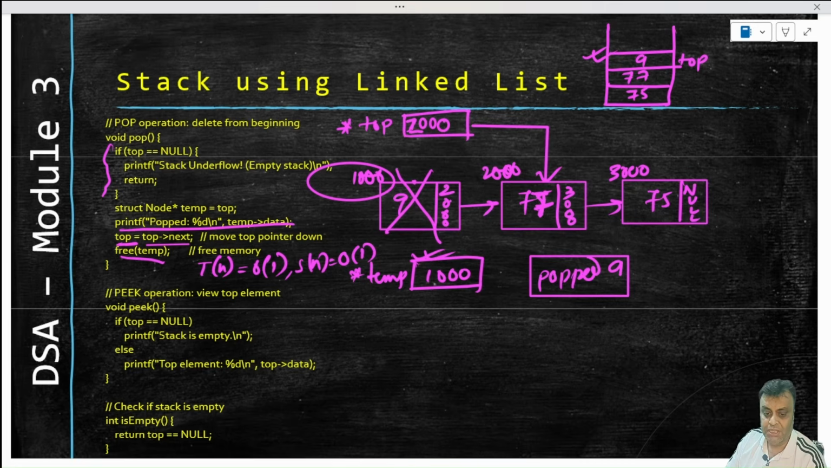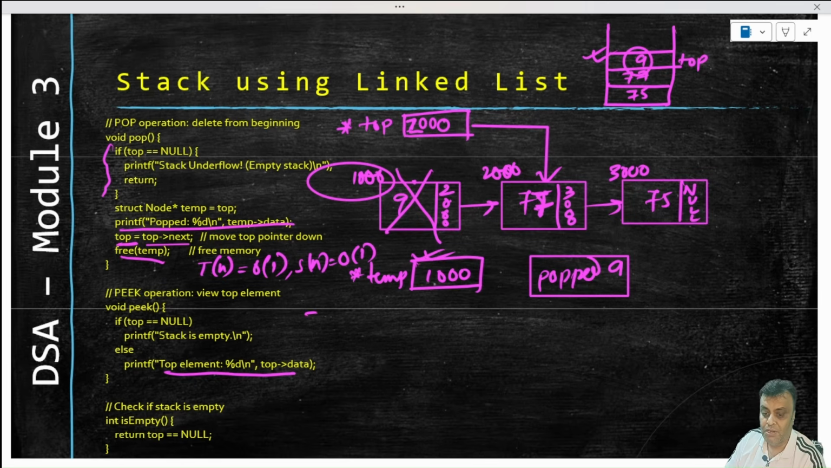Now, if we talk about the peek operation, all we need to do is peek wherever top is pointing, right? So we just need to peek wherever top is pointing. So we just need to print the top arrow data. That's all we need to do.